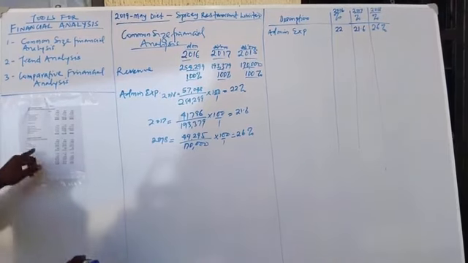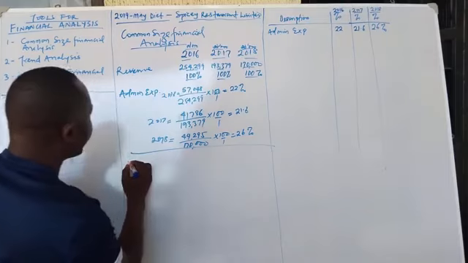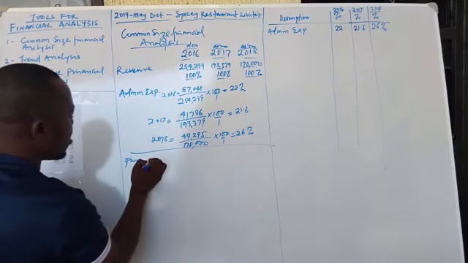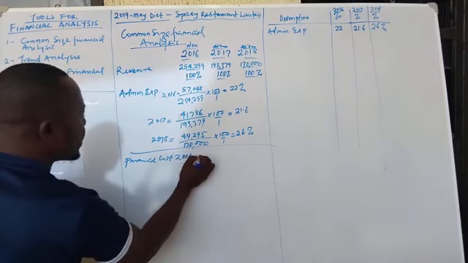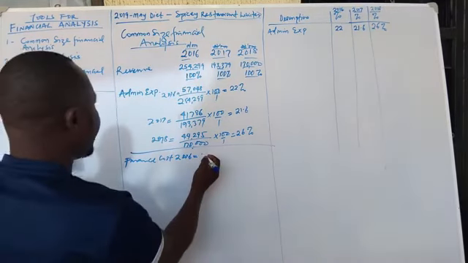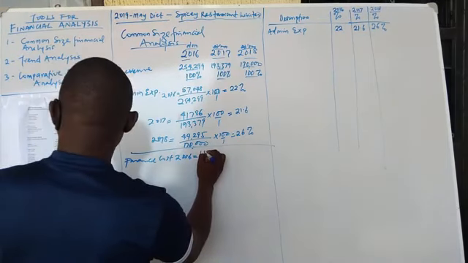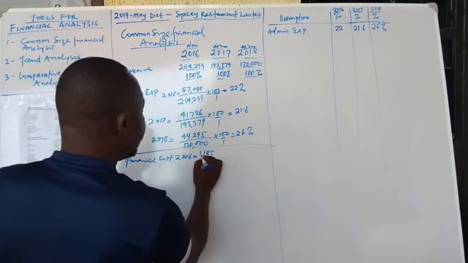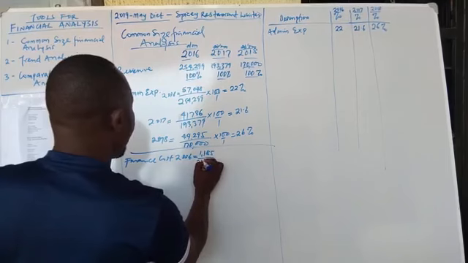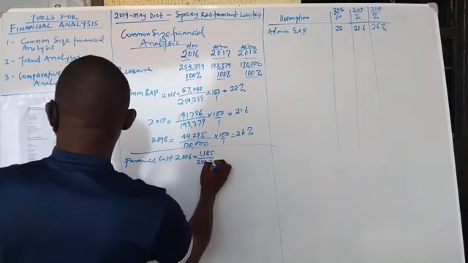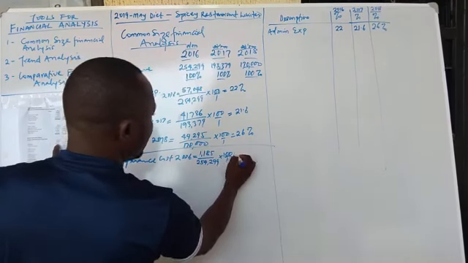Okay, let's take another example. Let's look at the finance cost. Finance cost for 2016. Let's look at it together. Finance cost for 2016 is how much? 1,185. Divide it by what? Divide by total revenue for 2016, which is 254,299. Multiply by 100 all over 1. That will give you how much?